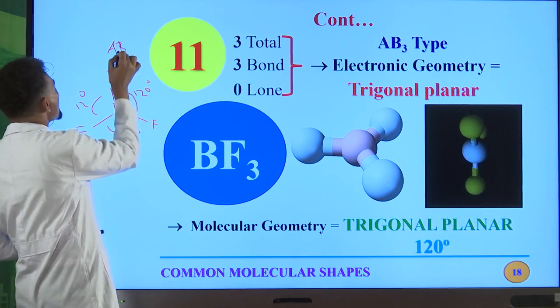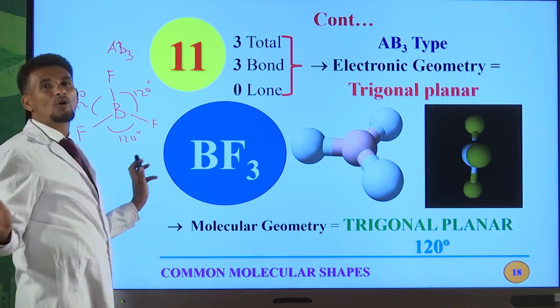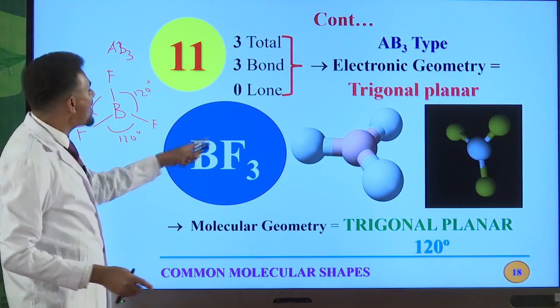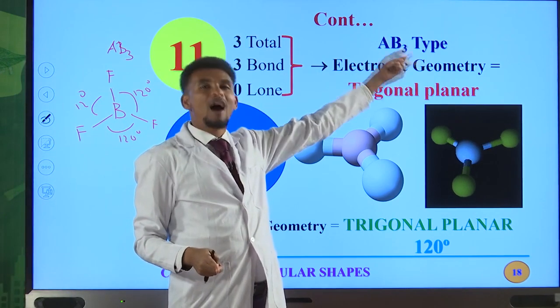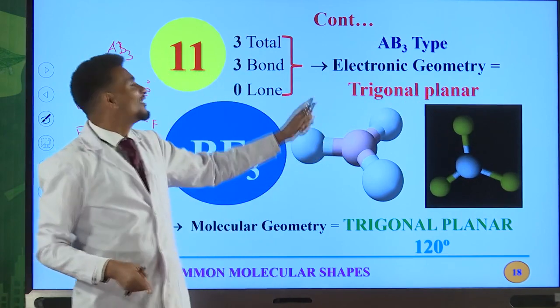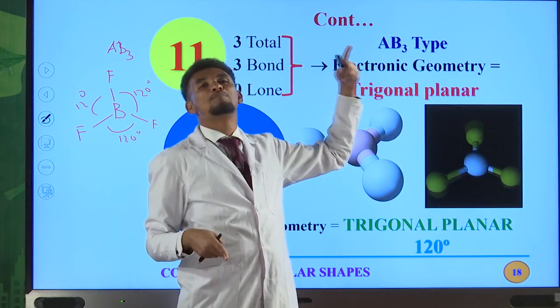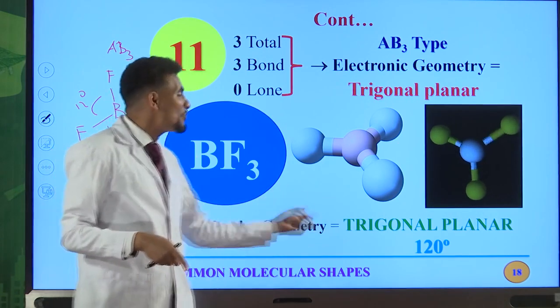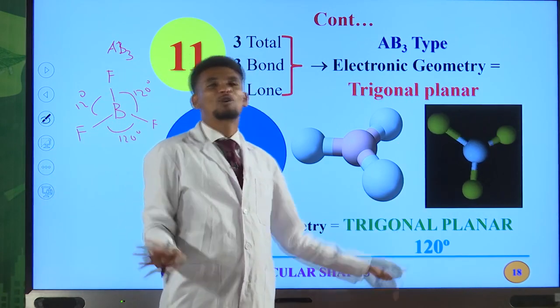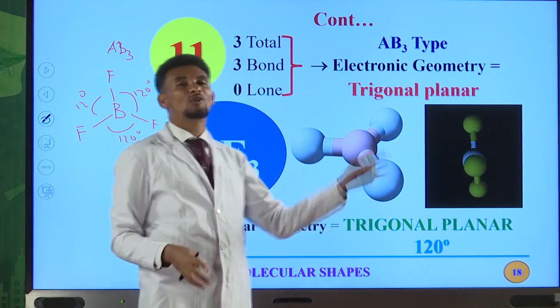So BF3, we have no lone pair of electrons. Therefore, BF3 is a molecule of AB3 type. Therefore, its electronic geometry is trigonal planar. Its molecular geometry or molecular shape is also trigonal planar because we have no lone pairs of electrons around the central atom.